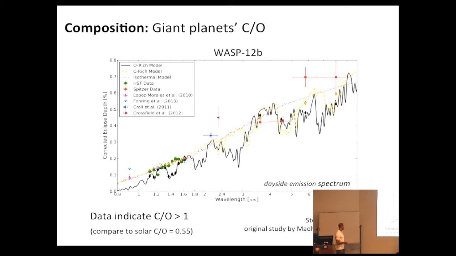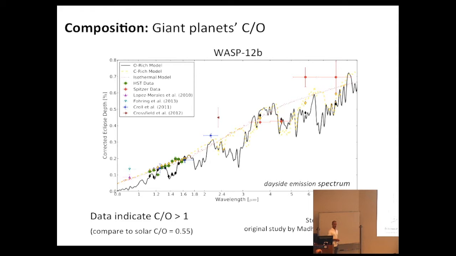So for WASP-12b, this is one of the most exciting results in the field of exoplanets. This is a thing that we can't measure for the solar system planets. We're trying to do this for exoplanets, and the first one we really do this for, we're finding such a very different value from our expectations, so it's very exciting.